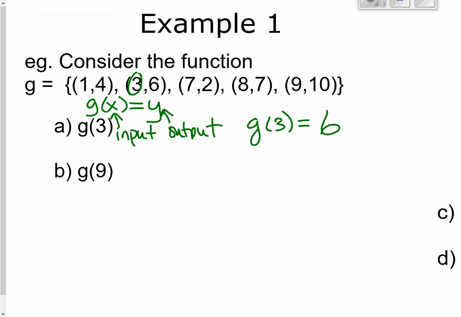So in thinking about that, let's go to B. What is my output if my input is 9? That's what this g of 9 means. My input is 9. What would my output be? You would go back to your coordinate points and look for an input of 9. There it is, and I can see that I have an output of 10.